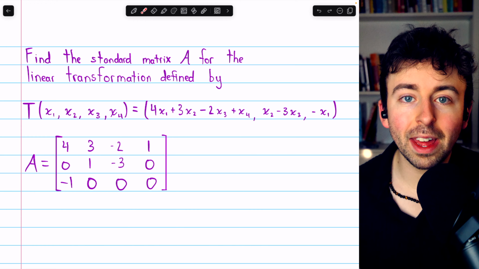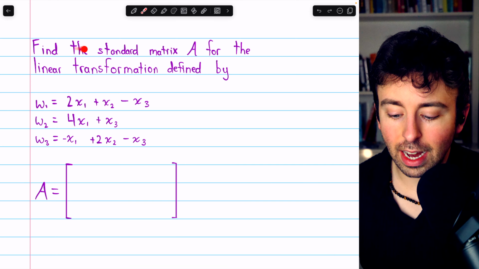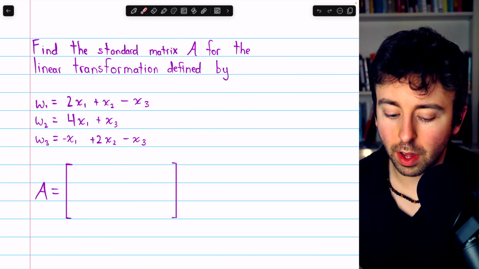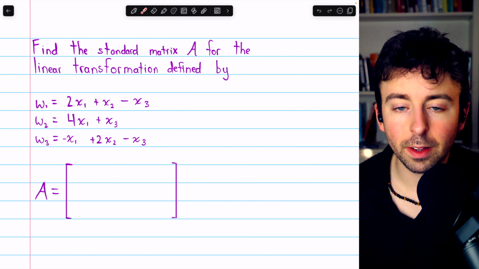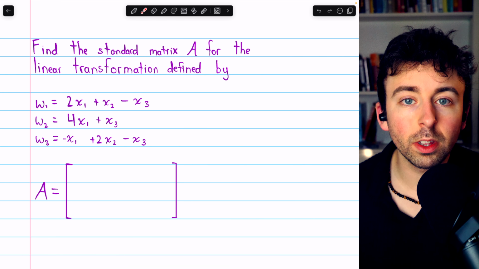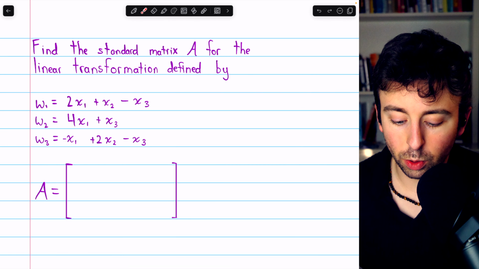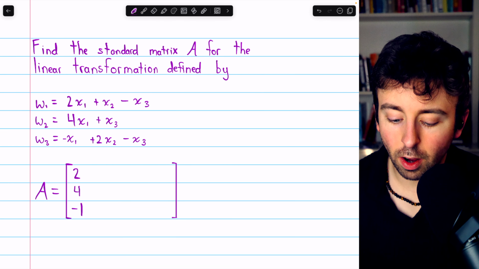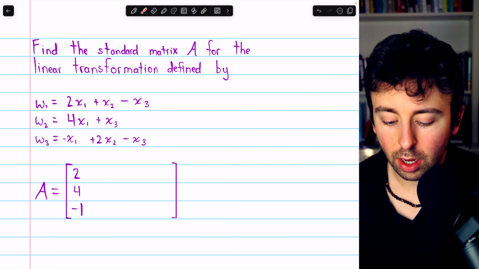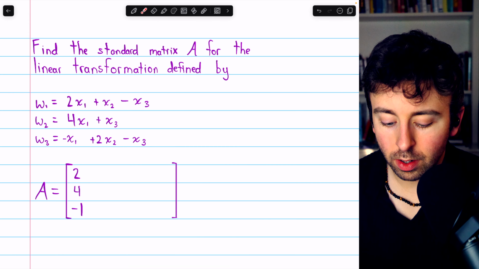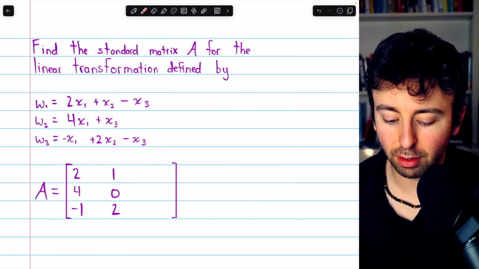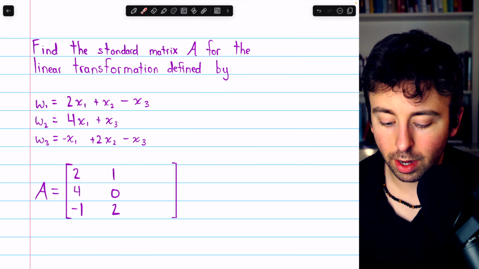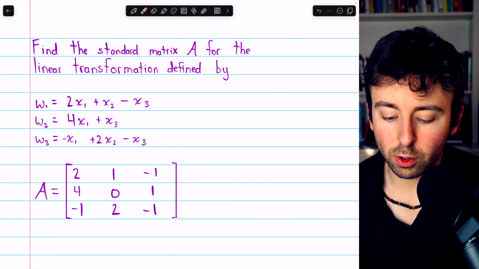All right, let's use this quick strategy to solve one more. We are asked to find the standard matrix A for the linear transformation defined by these equations. So this takes a vector from R3 and outputs a vector also in R3. For our first column, we must consider the coefficients of x1. So 2, 4, negative 1. For the second column, we look at the coefficients of x2, which are 1, 0, 2. So second column is 1, 0, 2. And for the final column, coefficients of x3, negative 1, positive 1, negative 1. And that is our standard matrix for the transformation.